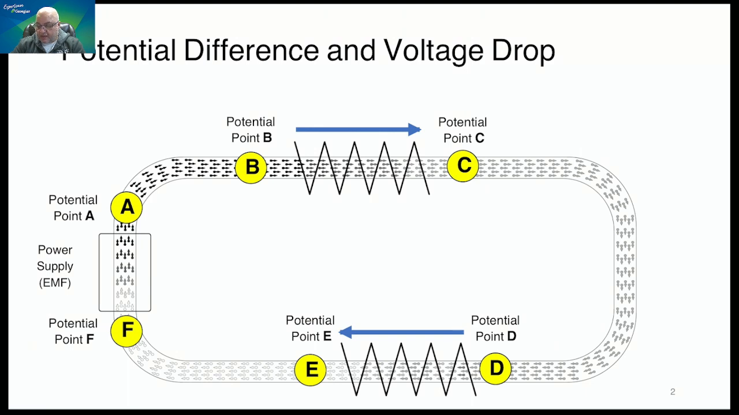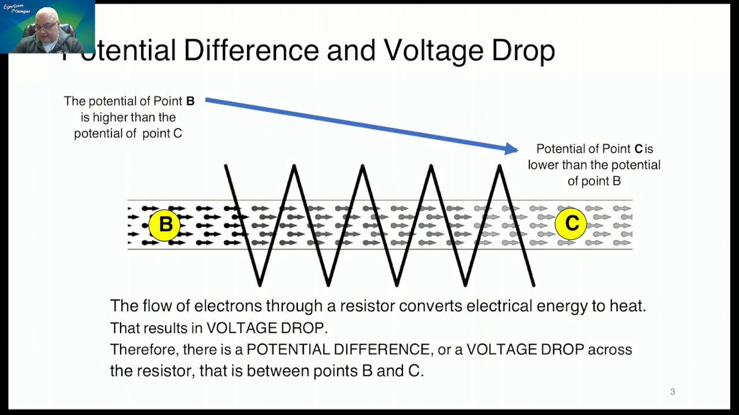The electrons then are going to pass through the resistor in this case, and they are going to lose energy because the main purpose of a resistor is to resist the flow of the electrons through it. And when they lose energy, they end up in point C at a lower electrical potential. Therefore, we say that the potential of point A is higher than the potential of point C, and we can represent it in this way.